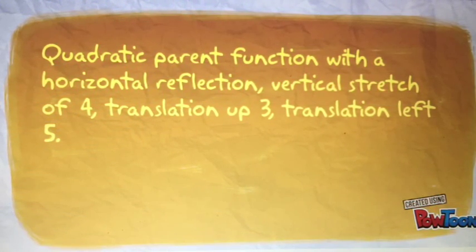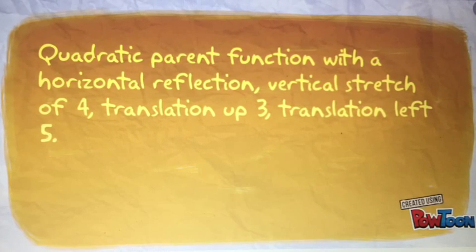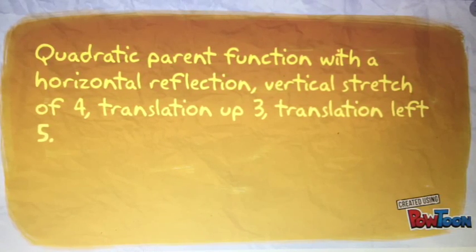Quadratic parent function with a horizontal reflection, vertical stretch of 4, translation up 3, translation left 5. So the quadratic parent function is f(x) equals x to the power of 2. Since it has a vertical stretch of 4, you're going to want to put negative 4 instead of positive 4, because negative 4 means it's stretched instead of shrunk. Since it moved to the left 5, you're going to want to put a 5 in the parentheses, added to the x, and a positive 3 outside the parentheses to represent the parent function moving up.